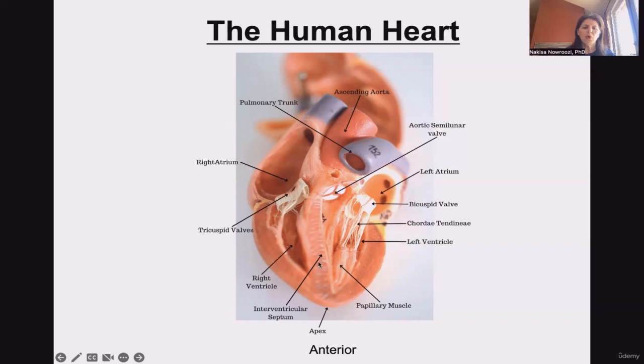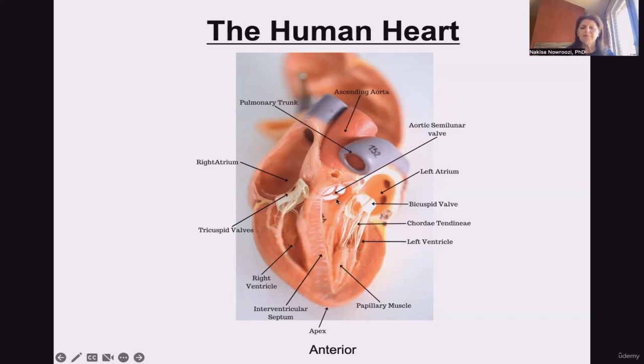There is a wall in between the two ventricles. It's called interventricular septum. We have the same wall, which is not shown here, between the two atria. It's called interatrial septum. Here is showing us ascending aorta.